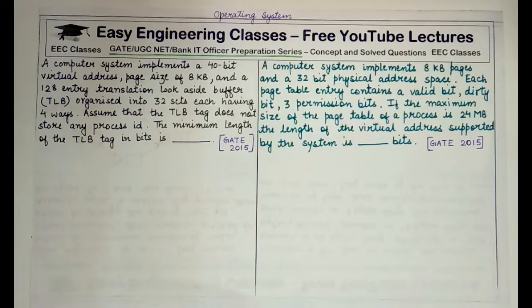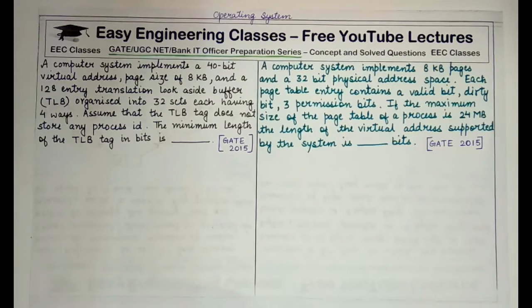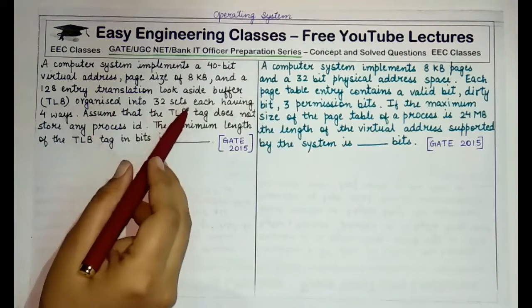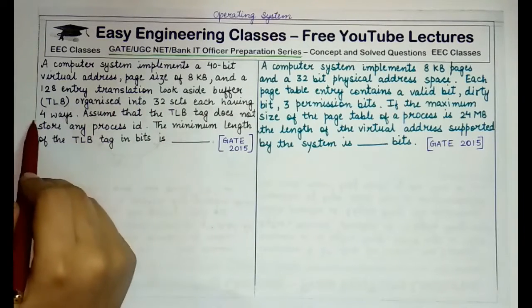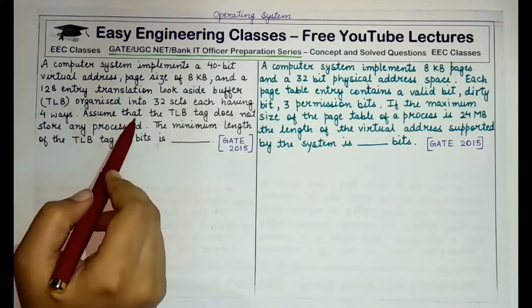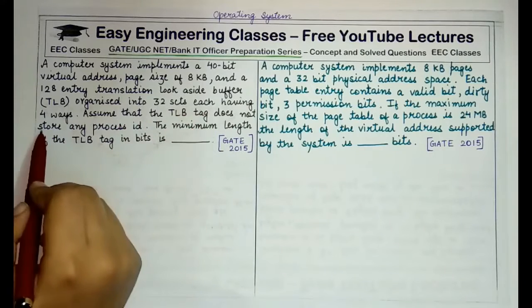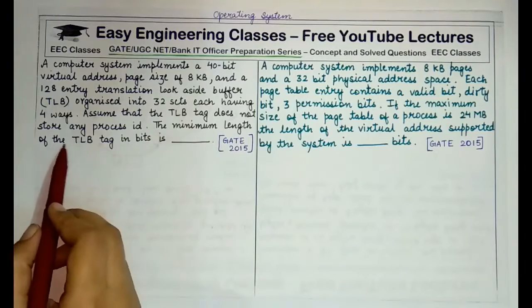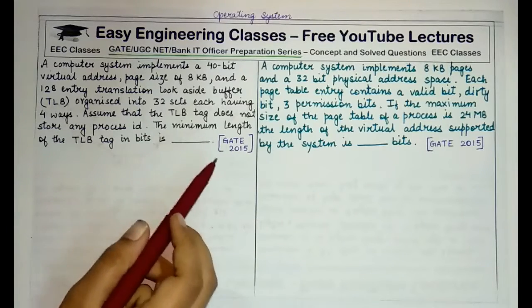The question says that a computer system implements a 40-bit virtual address, a page size of 8 kilobytes, and a 128-entry translation lookaside buffer, which is also called TLB, organized into 32 sets, each having 4 ways. Assume that the TLB tag does not store any process ID. The minimum length of the TLB tag in bits is.